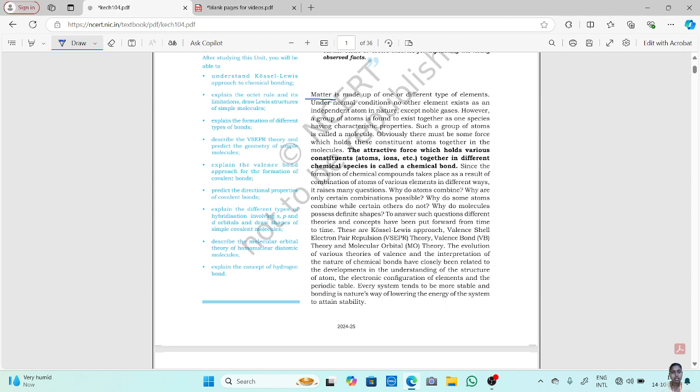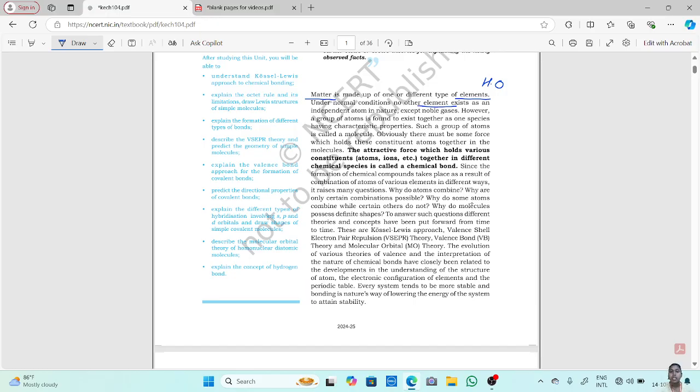Matter is a thing, a substance that has mass and occupies space. So every matter is made up of one or different types of elements. Under normal conditions, no other element exists as an independent atom in nature. So under normal circumstances, you cannot find any single atom existing. They either exist in their double form like H2, N2, or in the form of a combination of two different atoms. For example, water. Water consists of hydrogen and oxygen.